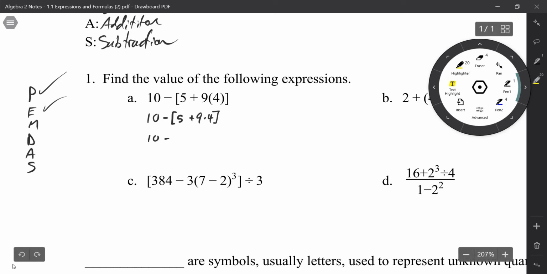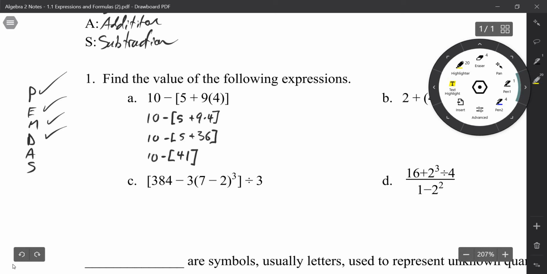We'll bring everything else down. 5 plus 9 times 4 is going to give us 36. Bring that bracket down. So we've solved all of the multiplication. We have no division. Addition is what's coming next. Again, we're just focusing within this bracket. So we're going to go 10 minus what's left in this bracket is going to be 41.